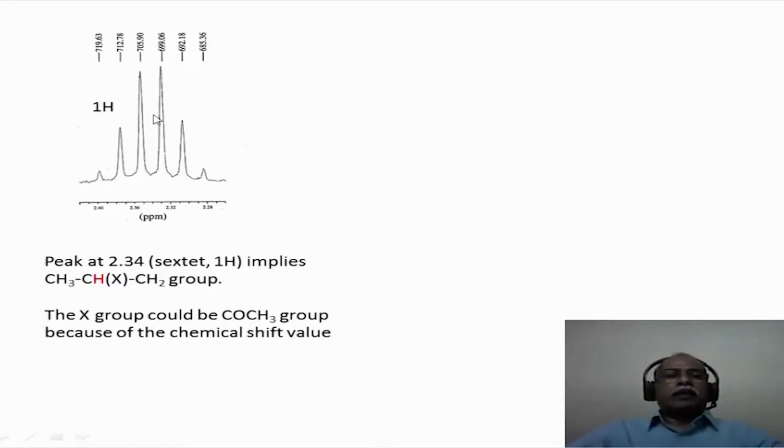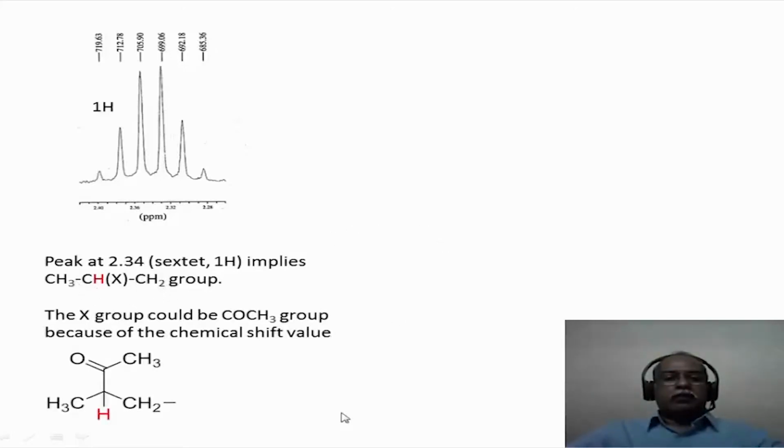Now one can calculate the coupling constant value because the frequencies of the 6 lines are already printed out here. If you subtract 712.78 from 719.63, you get roughly 6.9 hertz. So the coupling constant is approximately 6.9 hertz in this case, which of course corresponds to the average vicinal coupling constant that one would expect in an aliphatic chain of this kind.